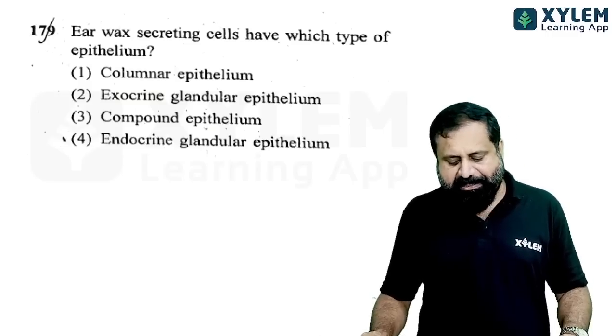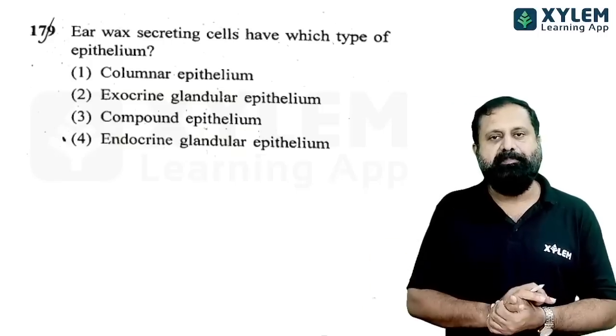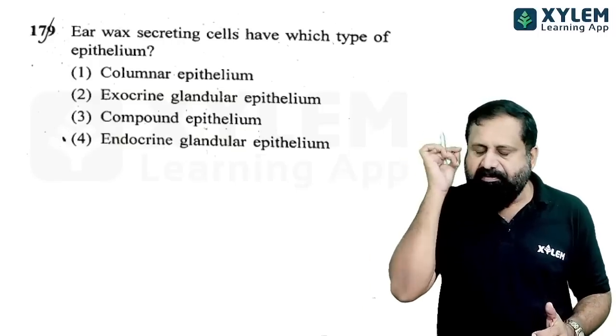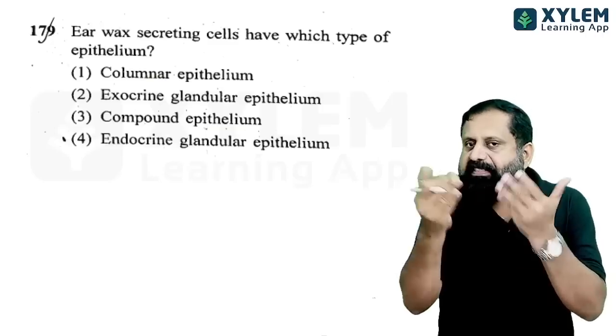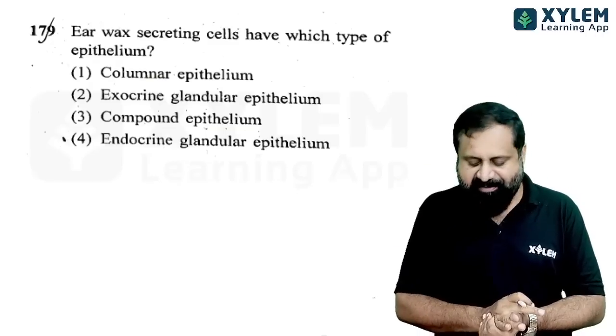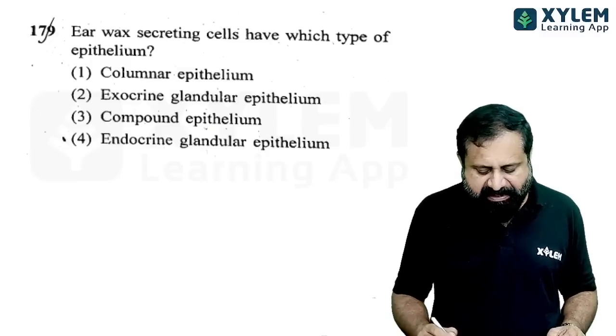Columnar epithelium, exocrine glandular epithelium, compound epithelium, endocrine glandular epithelium. You know, earwax is produced by a gland with duct. Gland with duct is called exocrine and it belongs to glandular epithelium. So right answer is 179.